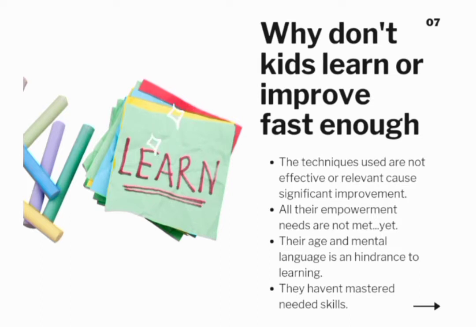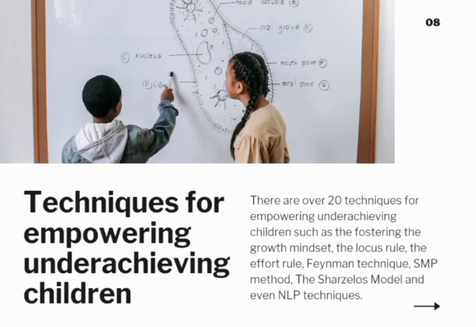Also, if you've not considered the age and mental language, or if the age and mental language is a hindrance to learning, say if you're trying to empower a child that is visual to learn something that is auditory, it may affect how fast that child learns. And this means you have to consider all of this. And lastly, the child has not mastered the needed skills that he needs to be able to show that he has improved, or show that things have changed. So it is important that you consider all of these techniques.